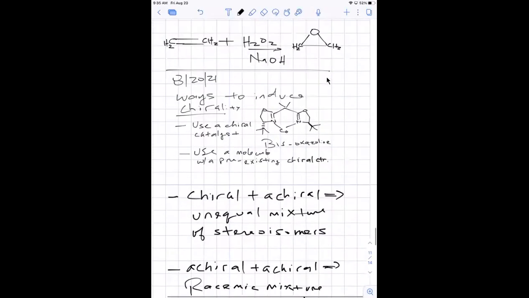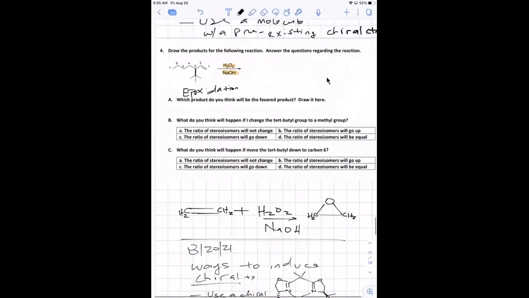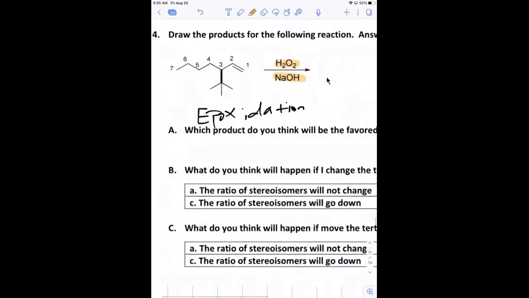So when you have a pre-existing chiral center like this one, right, where you have a chiral center right next to your reactive site, that's going to affect the outcome, because this is an example of taking something chiral plus something achiral, which would be your hydrogen peroxide, and reacting them together. So based on that concept of chiral plus achiral equals an unequal mixture, you should get out 2 stereoisomers, but you should get one in a higher percentage than the other.